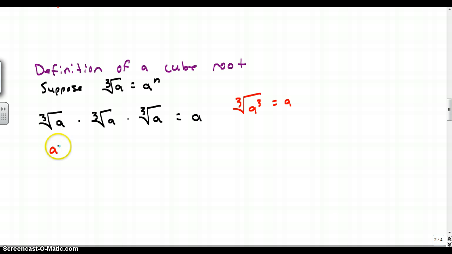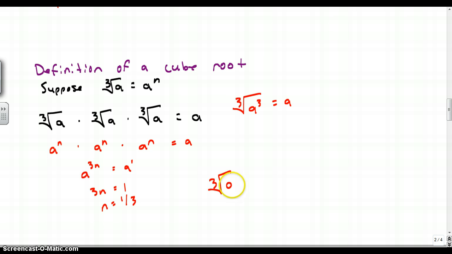So I can rewrite this as a to the n times a to the n times a to the n equals a. And by the law of exponents again, I'm multiplying with the same base, so I add. So this is a to the 3n equals a. So this is 3n equals 1 because this is a 1 as an exponent. So in this case, n equals 1/3. What does that mean? That means that the cube root of a equals a to the 1/3.